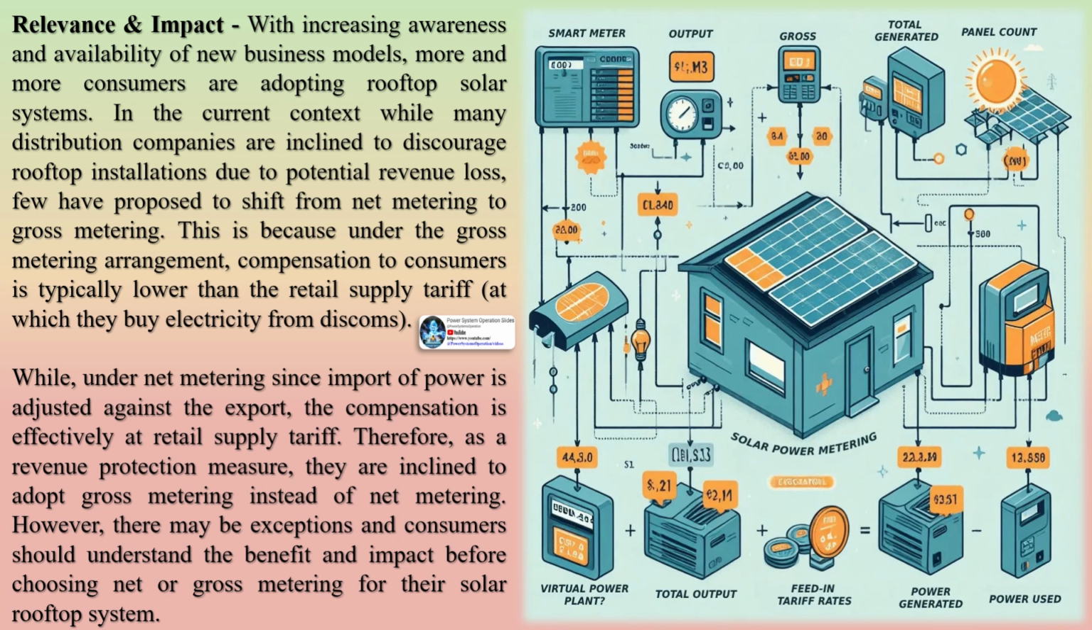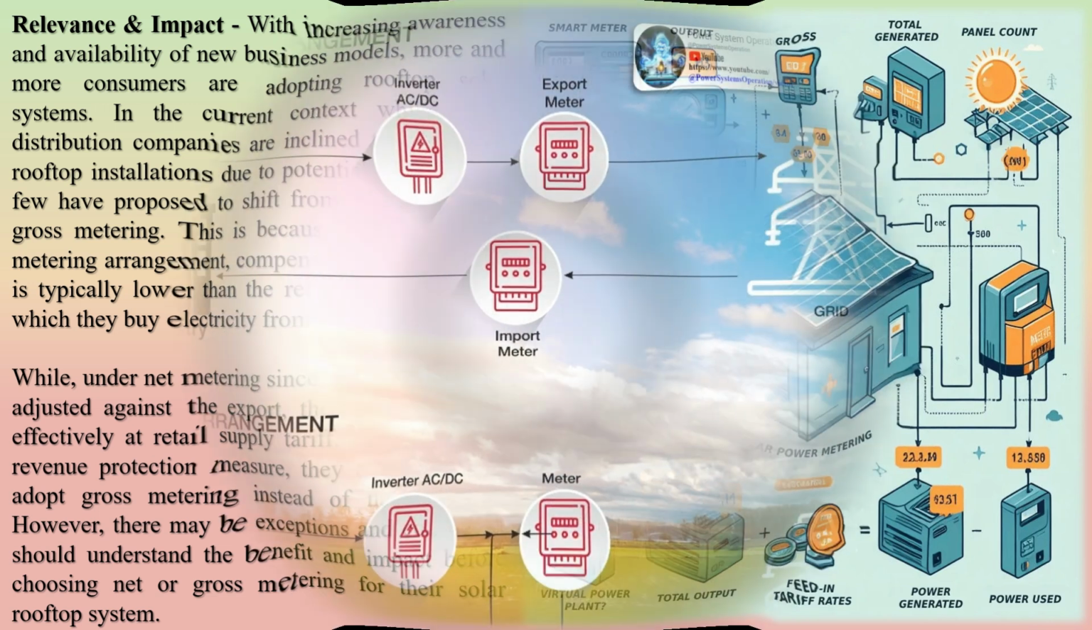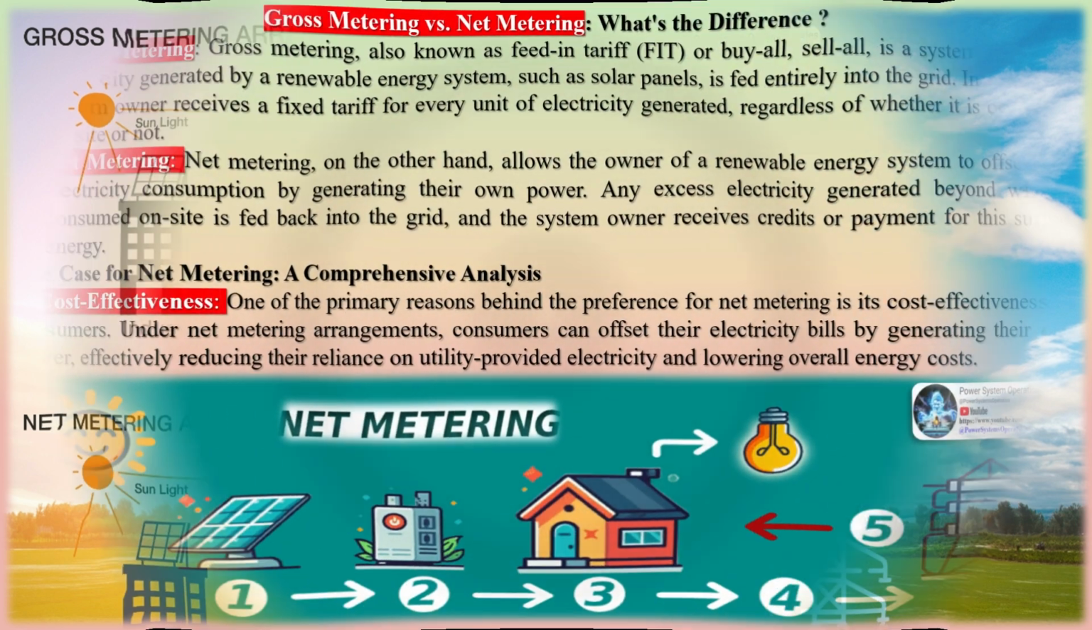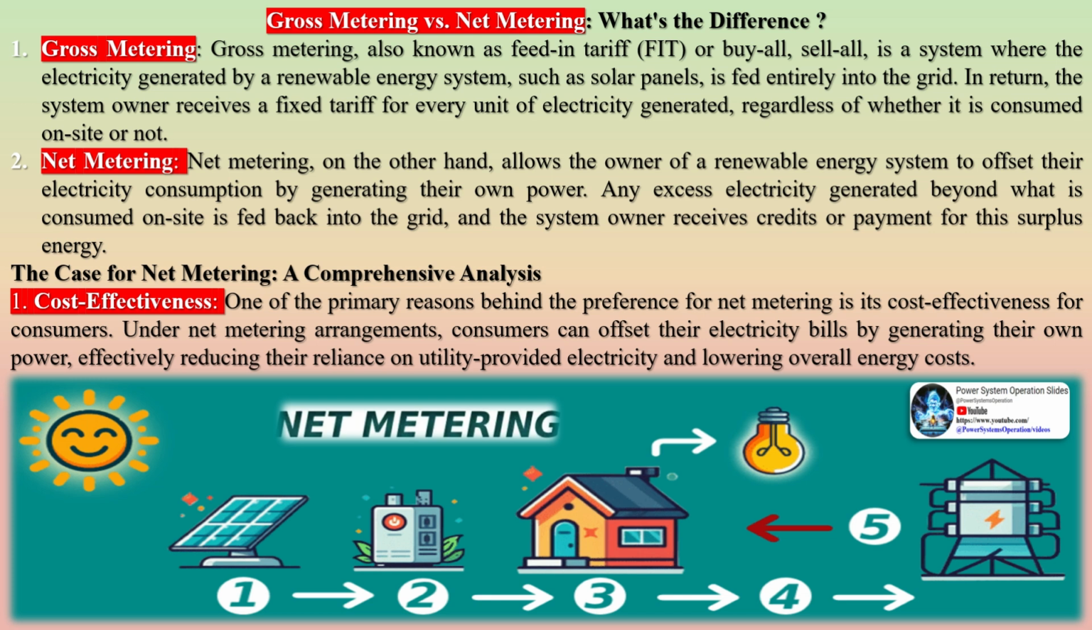Relevance and impact. With increasing awareness and availability of new business models, more and more consumers are adopting rooftop solar systems. In the current context, while many distribution companies are inclined to discourage rooftop installations due to potential revenue loss, few have proposed to shift from net metering to gross metering. This is because under the gross metering arrangement, compensation to consumers is typically lower than the retail supply tariff at which they buy electricity from DISCOMs. While under net metering, since import of power is adjusted against the export, the compensation is effectively at retail supply tariff. Therefore, as a revenue protection measure, they are inclined to adopt gross metering instead of net metering. However, there may be exceptions, and consumers should understand the benefit and impact before choosing net or gross metering for their solar rooftop system. Net metering, a comprehensive analysis.